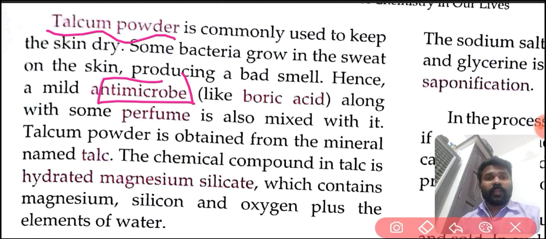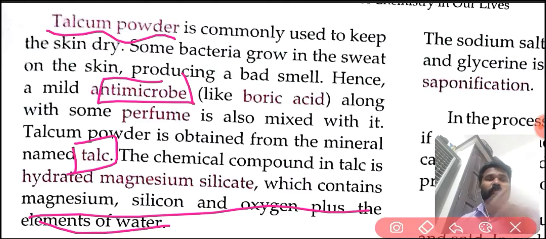Talcum powder is obtained from the mineral named talc. The chemical compound in talc is hydrated magnesium silicate, which contains magnesium, silicon, hydrogen and oxygen plus the elements of water.